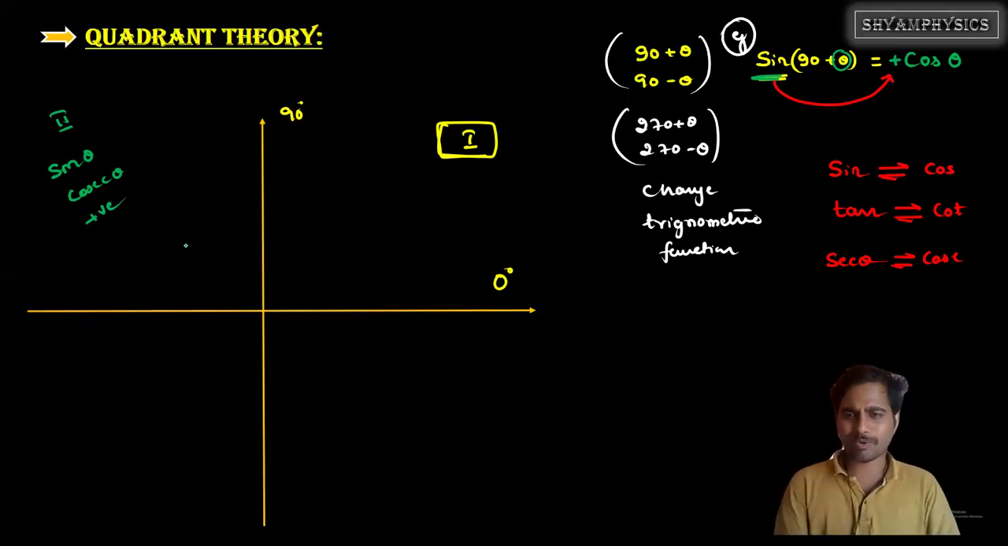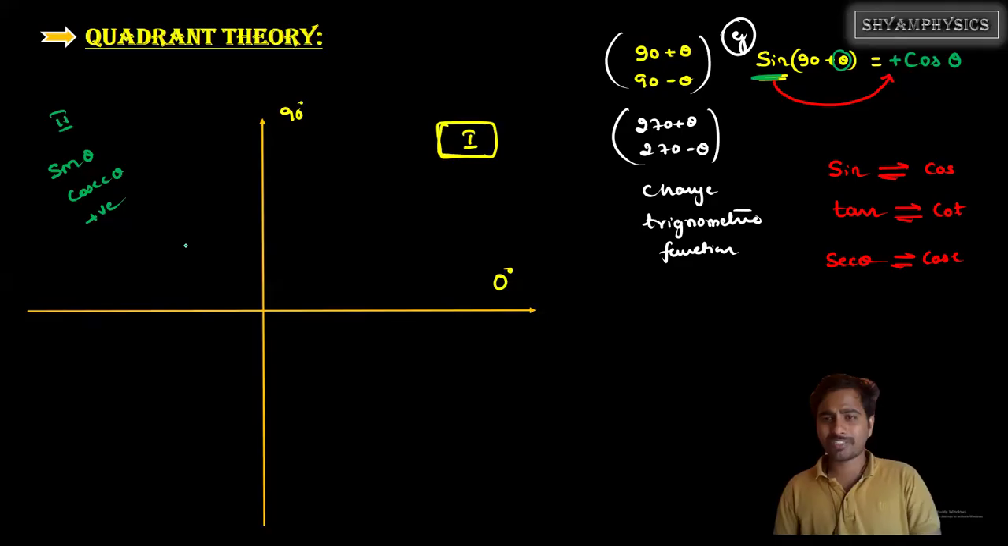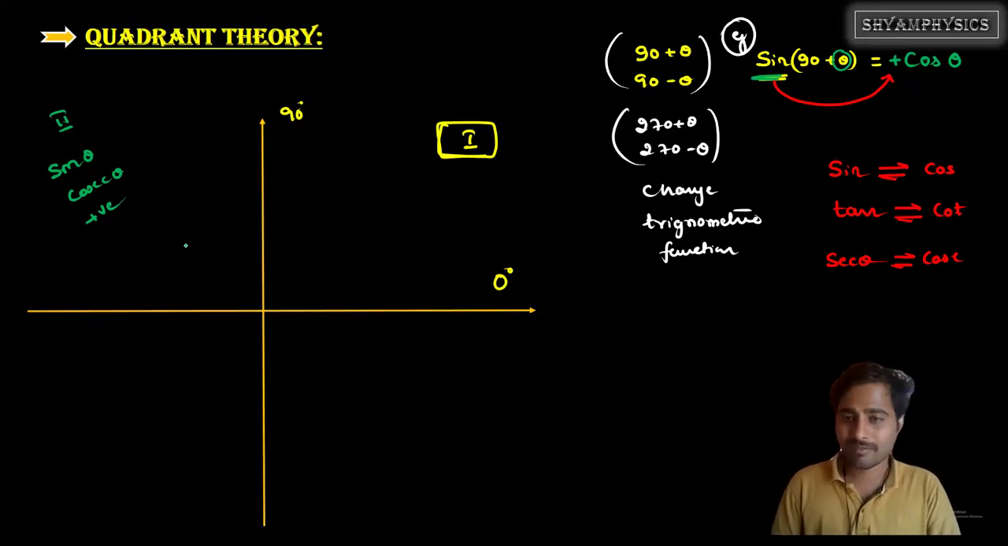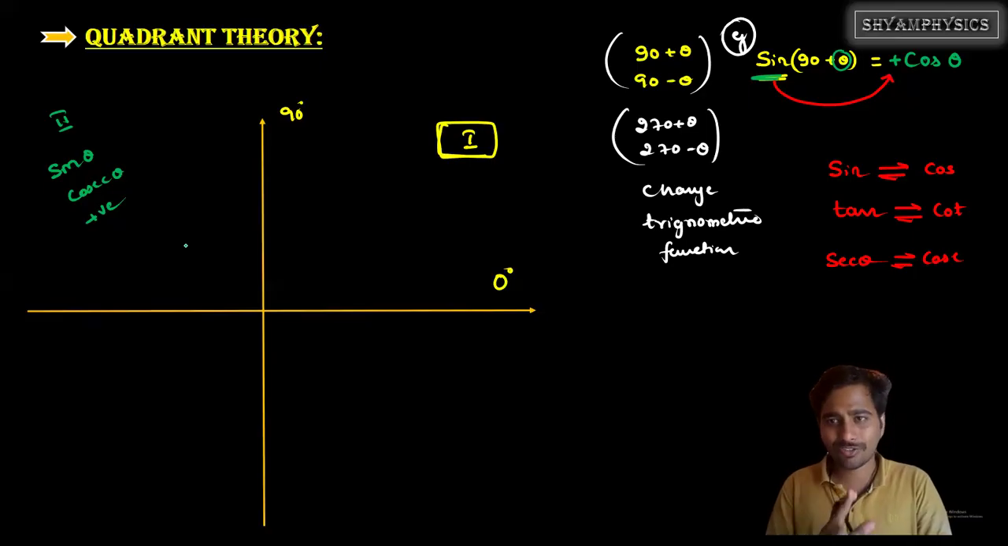Now we'll solve problems. We'll solve 5 to 6 problems, then only you will understand properly. Clear now? When will the trigonometric function be changed? Only when 90 plus theta or 90 minus theta, 270 plus theta, 270 minus theta is there. At that time, we need to change the trigonometric function. Otherwise, we should not change the trigonometric function. Hope it is clear.